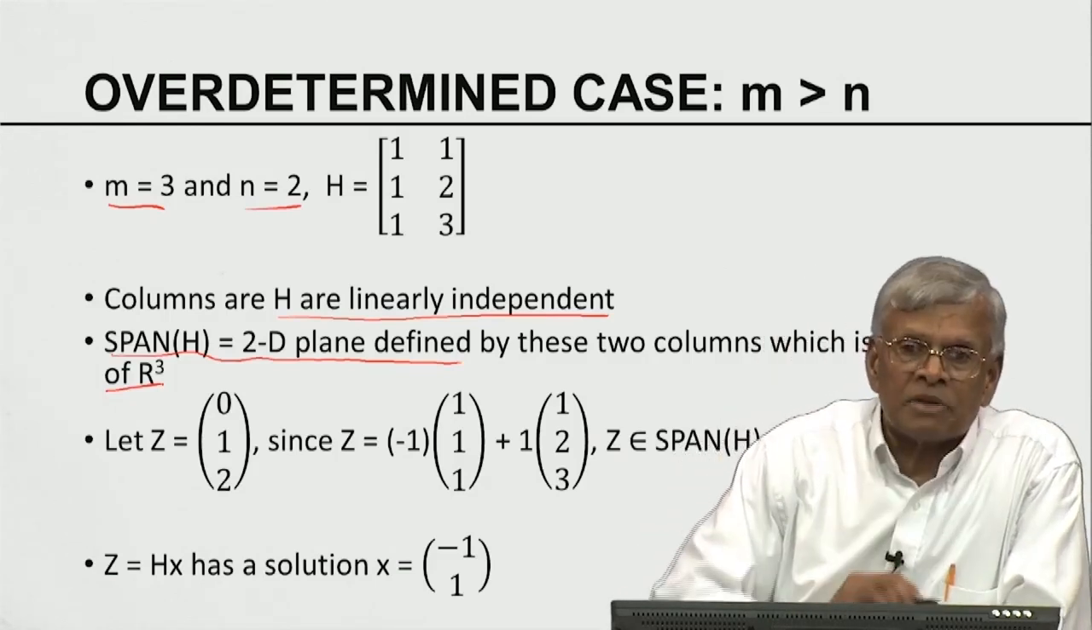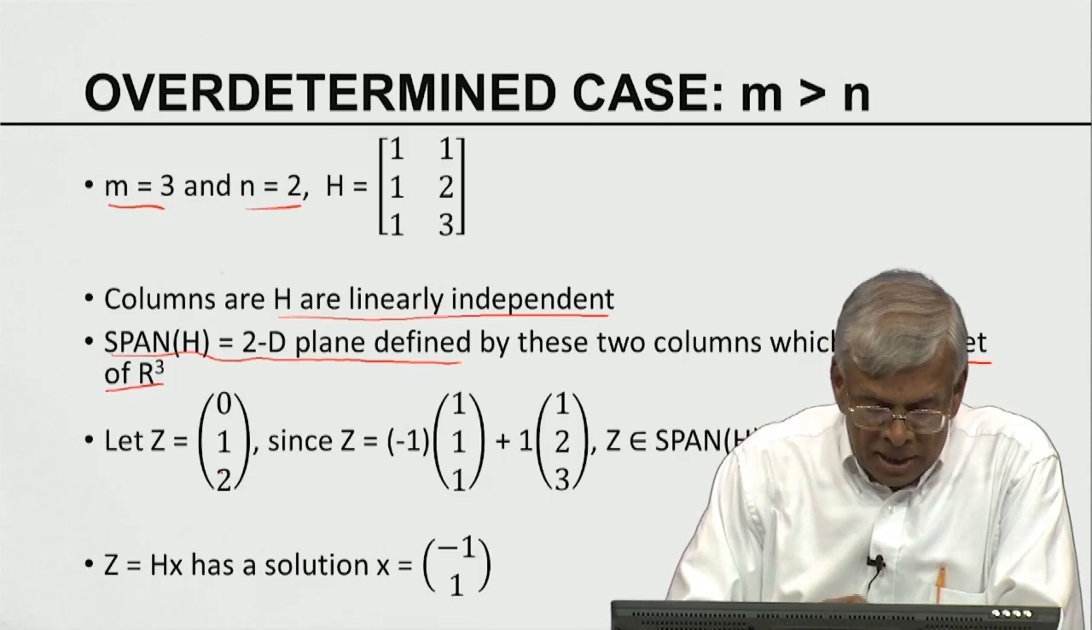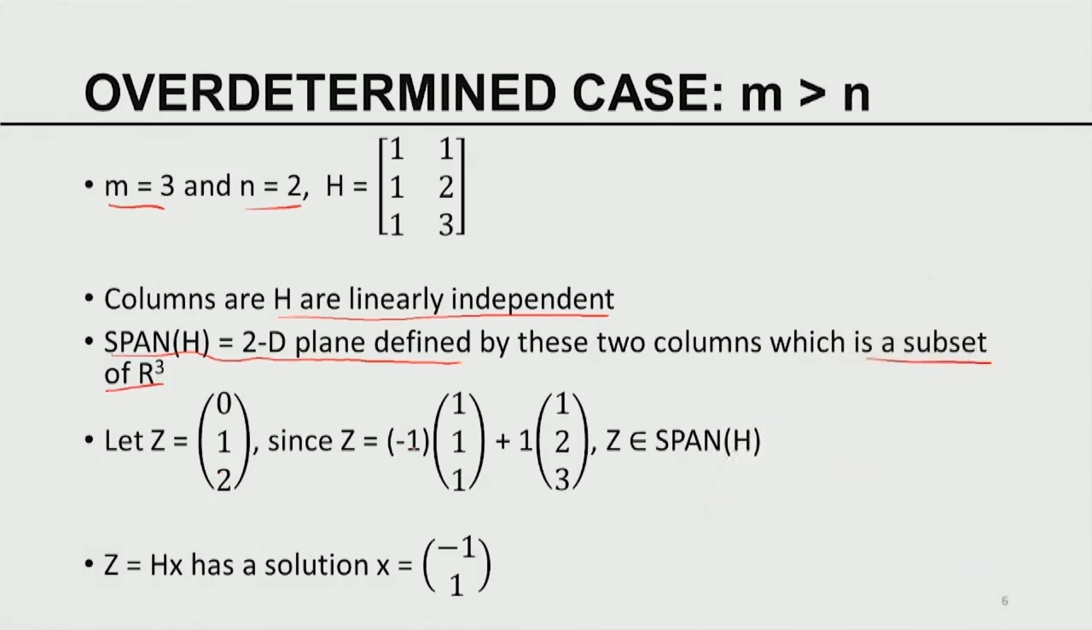Now let us consider an observation z which is 0, 1, 2. Since this vector z can be expressed as minus 1 times the first column plus 1 times the second column, z can be expressed as a linear combination of the two columns. That means z belongs to the span of H. If z belongs to the span of H, the equation z equals Hx has a unique solution: x0 is equal to minus 1, x1 is equal to plus 1. So this is a case where I can solve an overdetermined system, but seldom does such a case arise in practice.